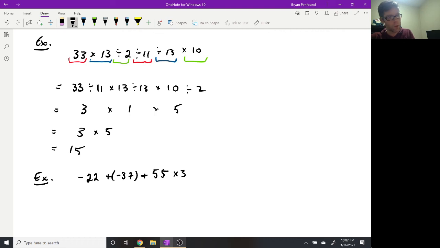Okay, so we have negative 22 plus negative 37. And then we're going to have a little string here of multiplication and division. So plus 55 times 3 times 72 divided by 11 divided by 12. Okay, plus negative 3 minus negative 2.